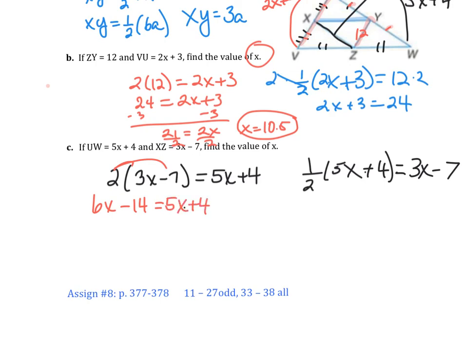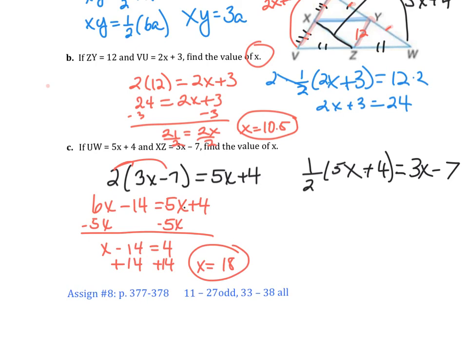Using our algebra now, I'm going to actually choose to move that 5x to the left with a 6x, so I stick with a positive x value. So I'm just going to subtract 5x. So now I've got x minus 14 is equal to 4. Final step, adding 14 to both sides, I've got x is equal to 18.